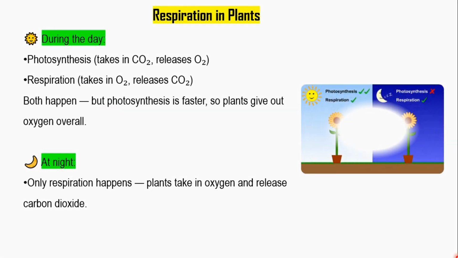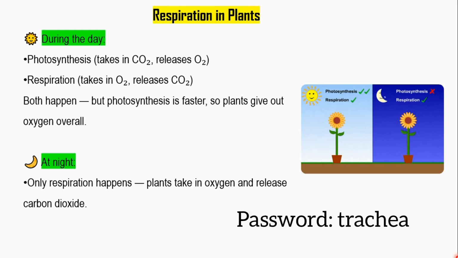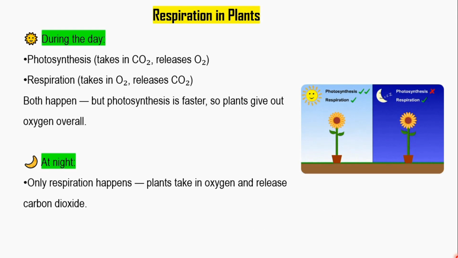In plants, both photosynthesis and respiration occur during the day. So plants take in both carbon dioxide and oxygen during the day. However, during the night, photosynthesis doesn't occur and only respiration takes place. This was just a basic concept of respiration in organisms.